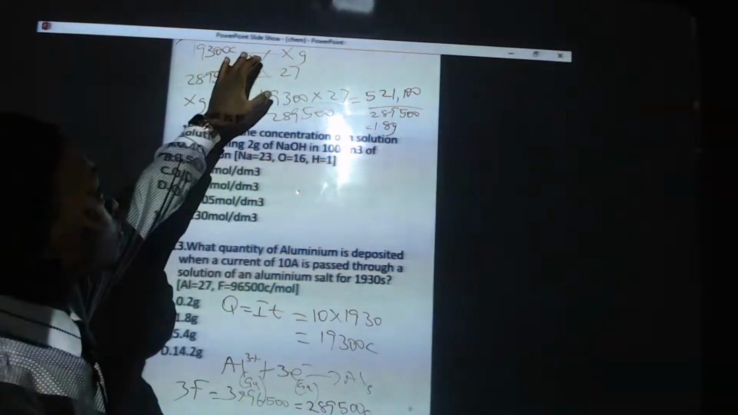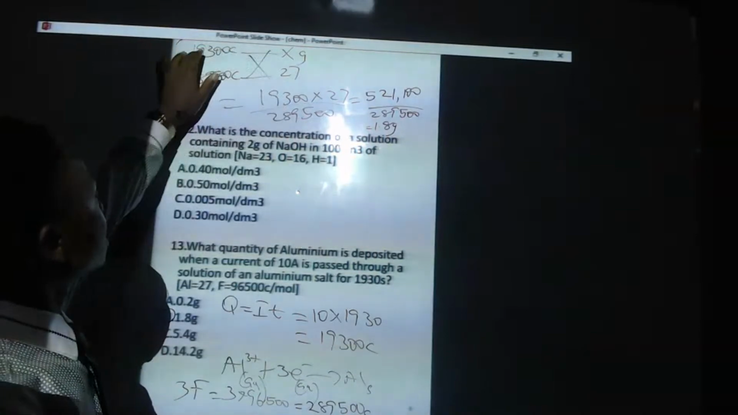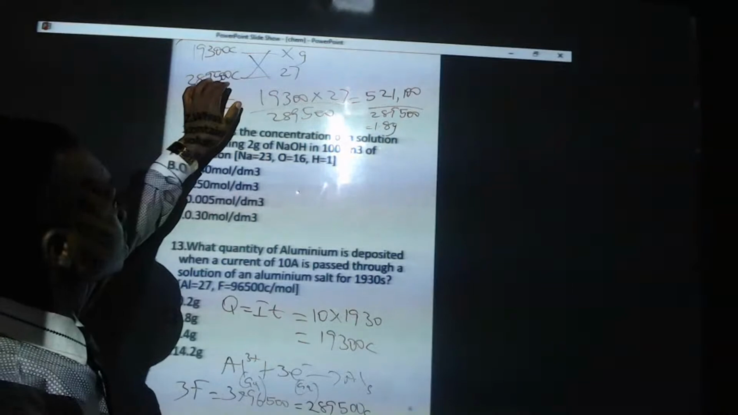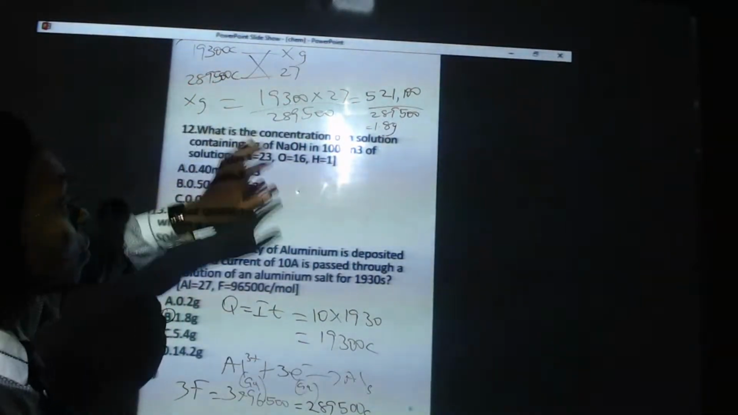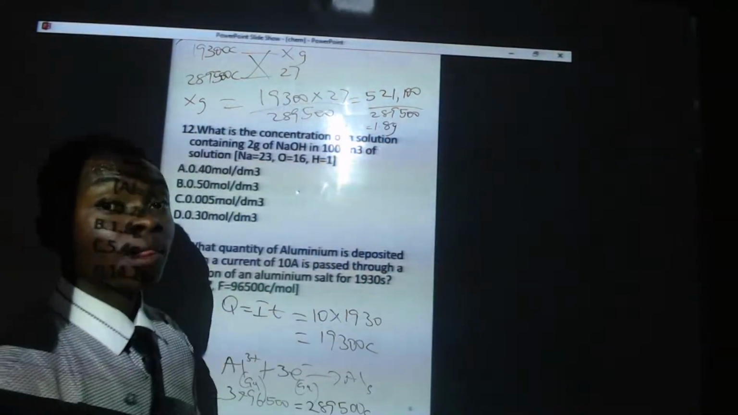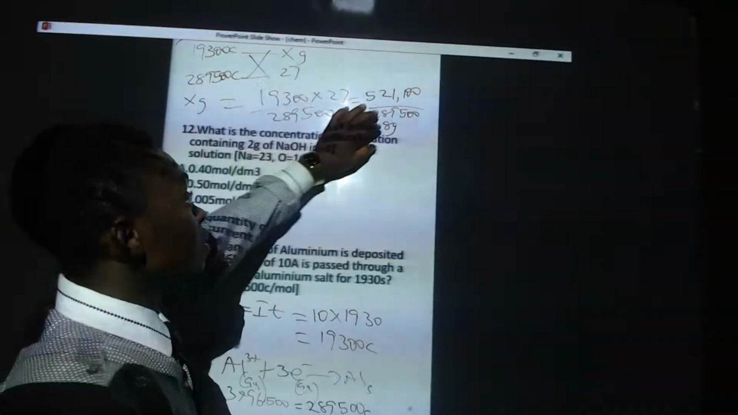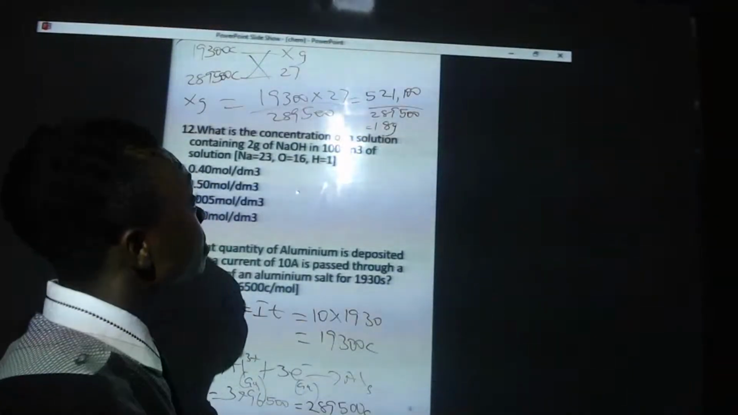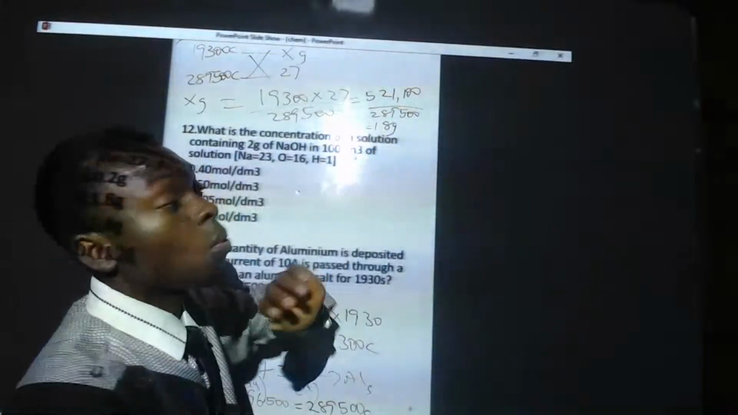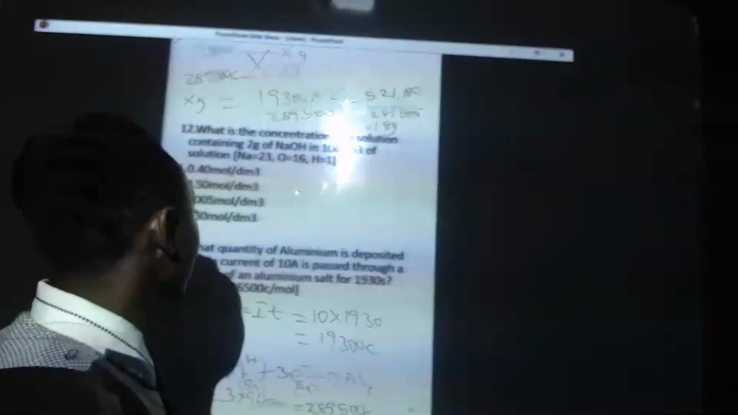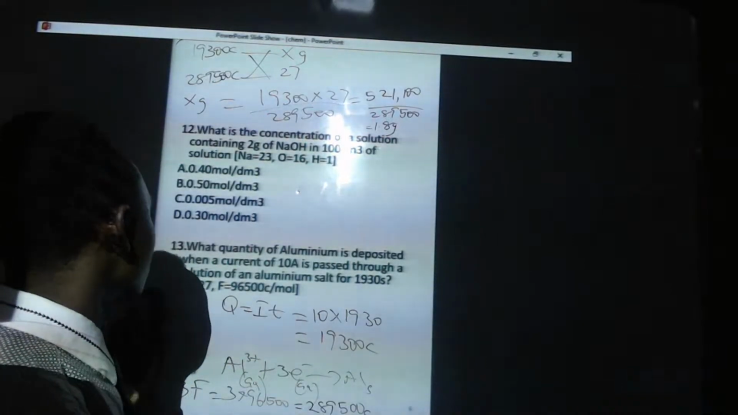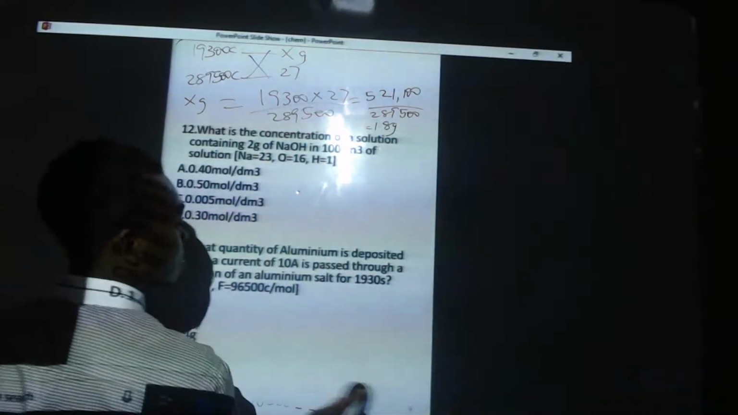So here you cross multiply. It will be 27 times 19,300 equals 289,500 times x. Finding x, you divide by the coefficient. It will be 19,300 times 27 over 289,500. Once you multiply these two, you get 521,100 divided by 289,500. Once you divide these two, you'll be getting 1.8 grams. And that is how you find the quantity of aluminium. Okay, let's go to the last slide.